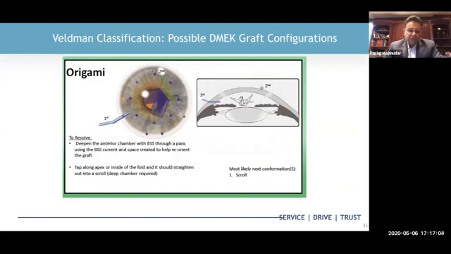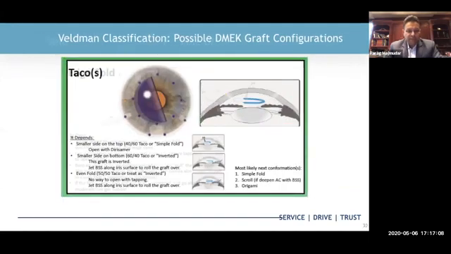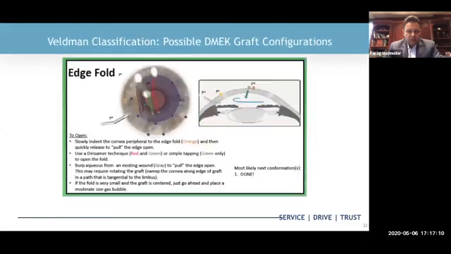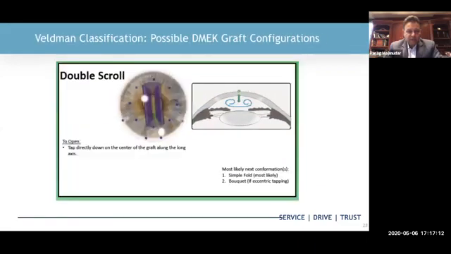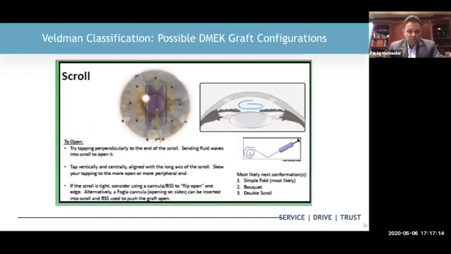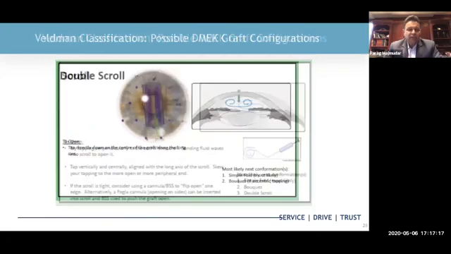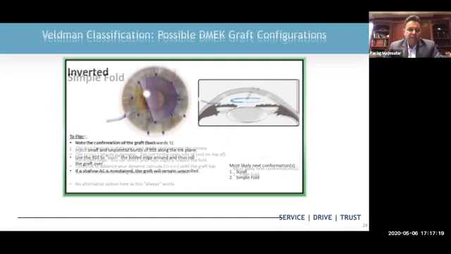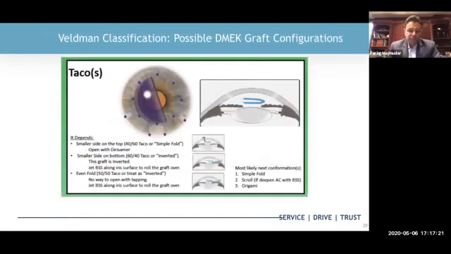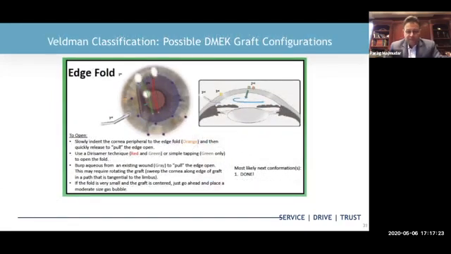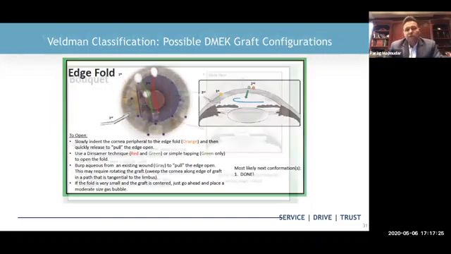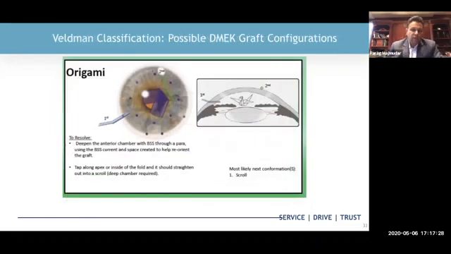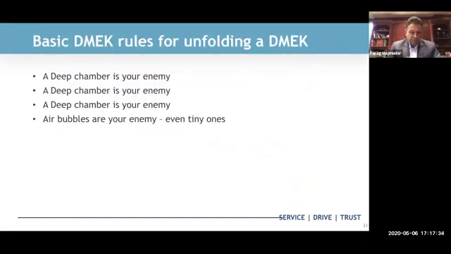If you had to pick one configuration that you'd want to be in, predominantly it is this bouquet, or a simple fold, or a double scroll, or a regular scroll, because then you have a situation where the graft, based on the aqueous fluid dynamics, will flatten itself almost by itself. And so that's where I think when I train fellows to do this procedure, the goal is to get that graft into that particular position.